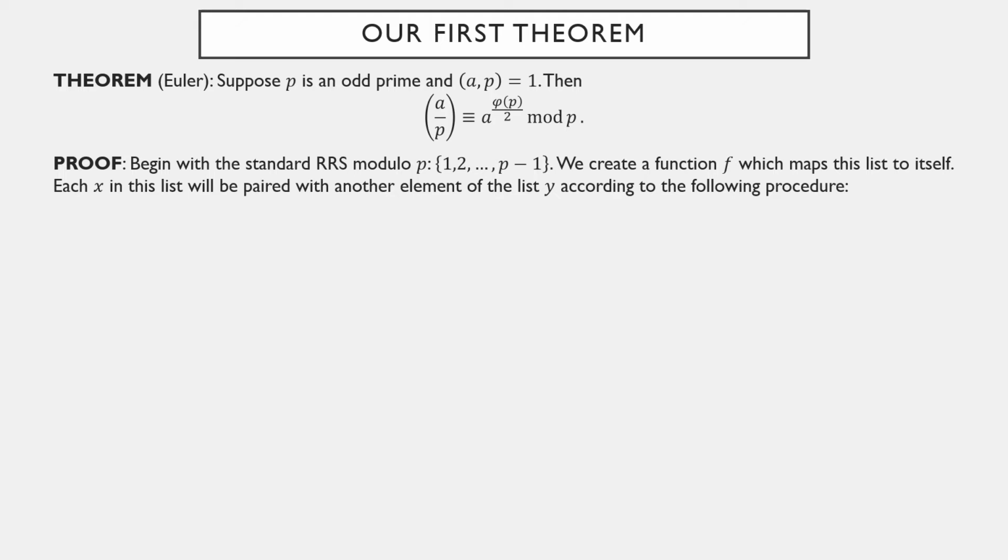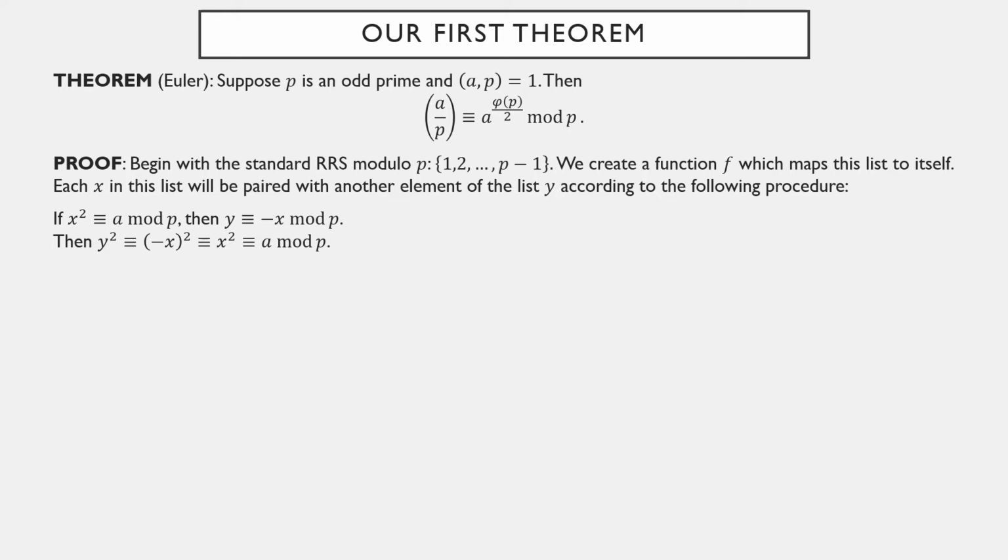We're going to create a function f that maps this list to itself. So for everything in the list x, we're going to pair it with something y. The procedure is a case-wise procedure, however. So pick a value x in the list 1 through p minus 1. If x squared happens to be equivalent to a modulo p, then I assign the value of y to be negative x mod p. Under this assumption, y squared is negative x squared, but negative x squared is the same thing as x squared, and x squared was assumed to be a.